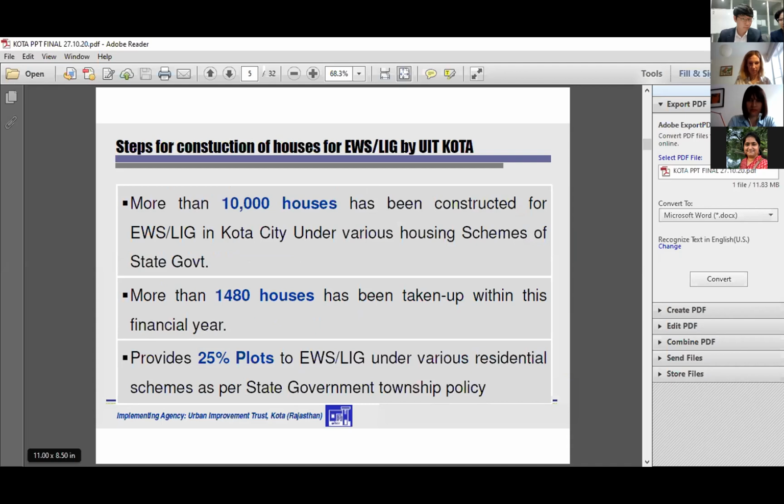enormous work for the urban poor. Like in UIT Kota, in the recent past, we have constructed more than 10,000 houses for EWS and LIG segments. And recently, we have taken up about 1,500 houses for this category. And in every one of our schemes, at least 25% of the plots are reserved for the EWS and LIG categories.